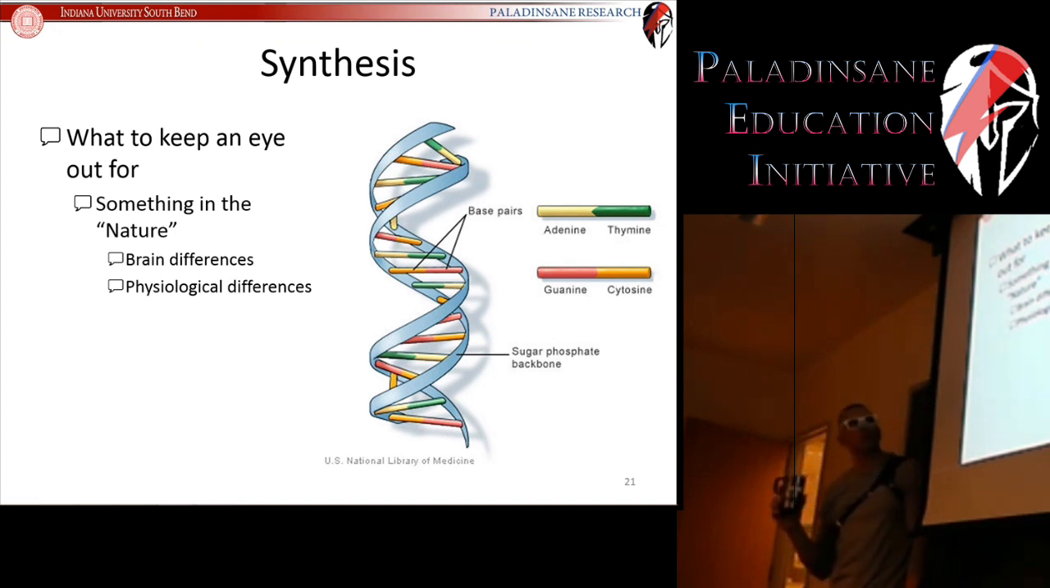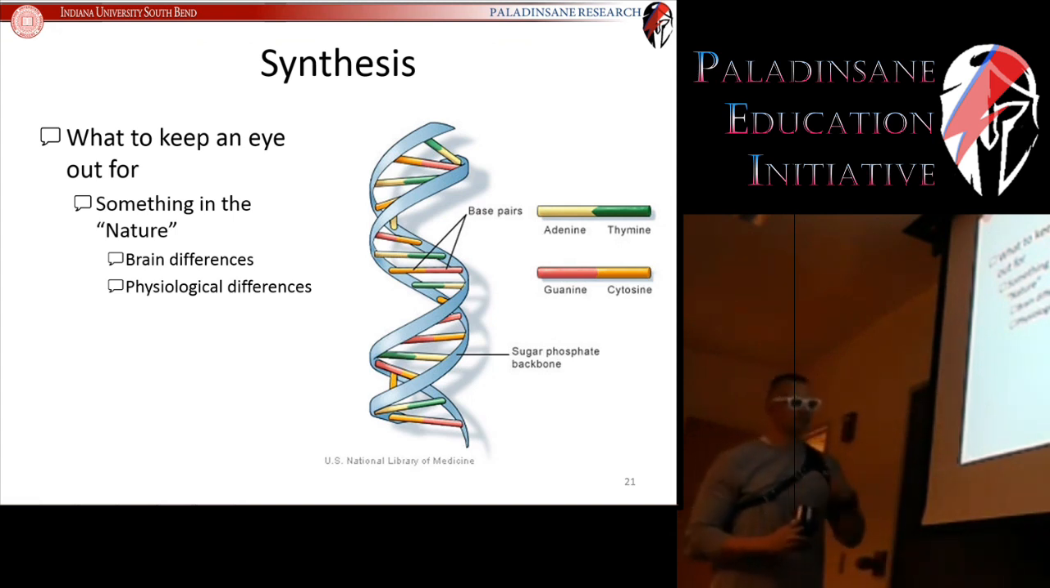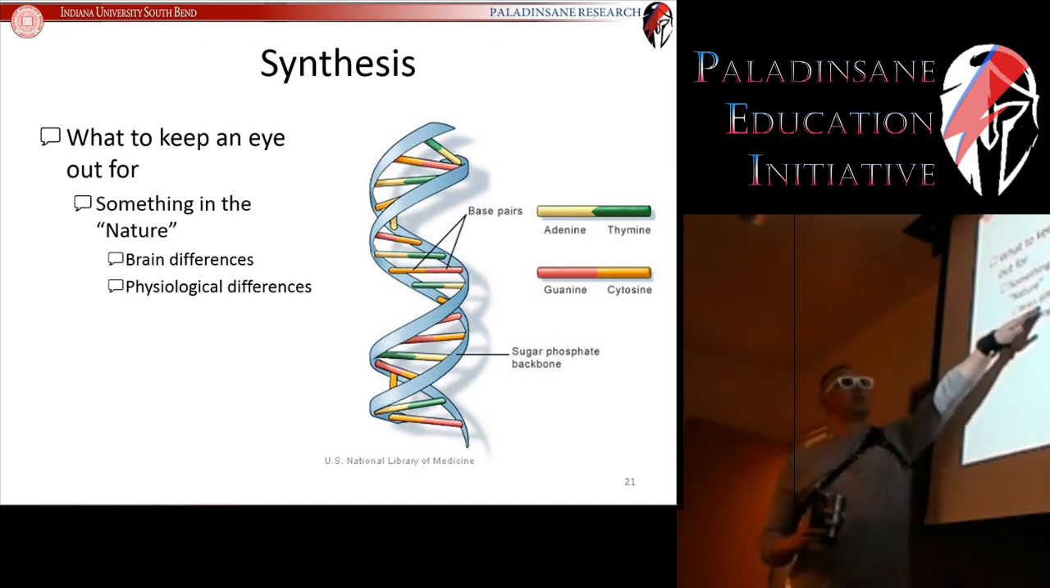So look for brain differences, areas of brain activation. Look for physiological features. So, for example, if your phenomenon requires the visual cortex, and you're dealing with a population that does not have a visual cortex, well, guess what? You can make a prediction that your phenomenon will not occur in that area.